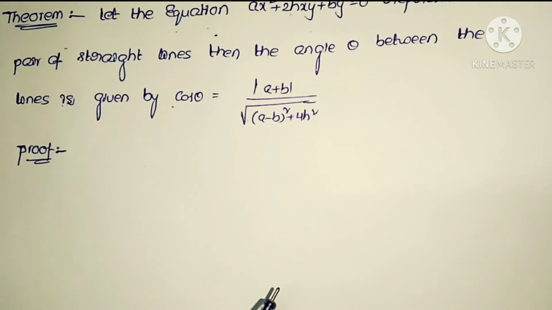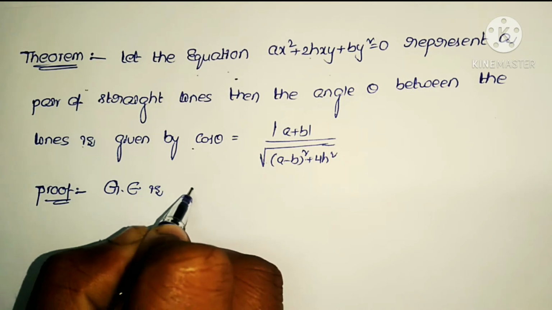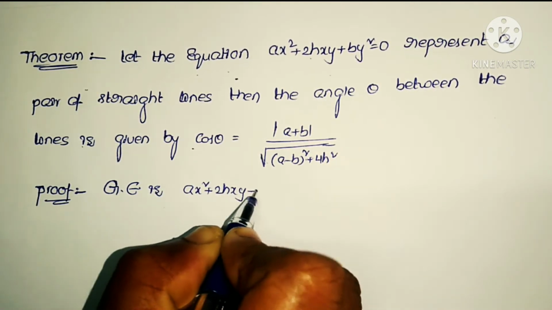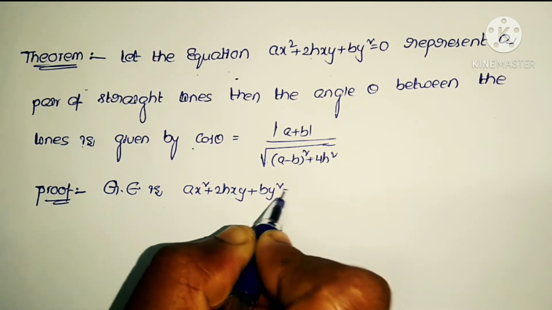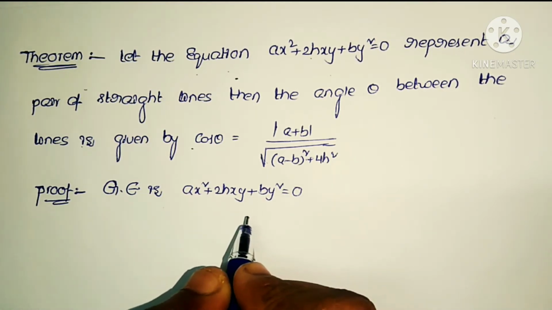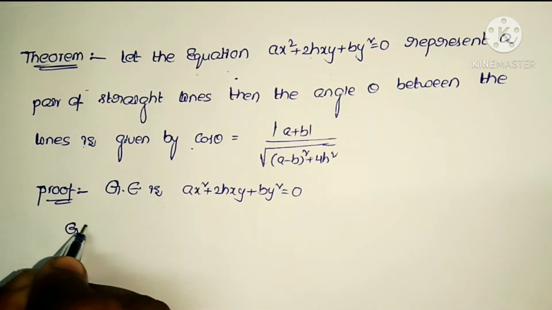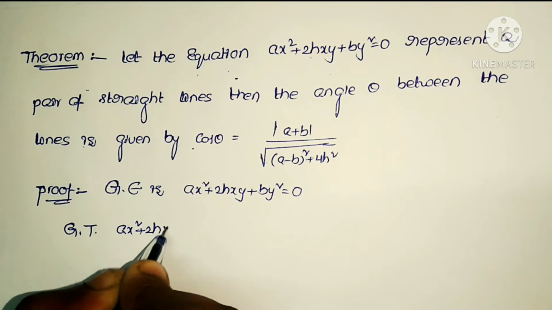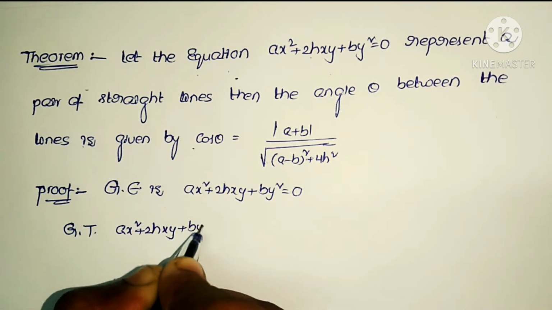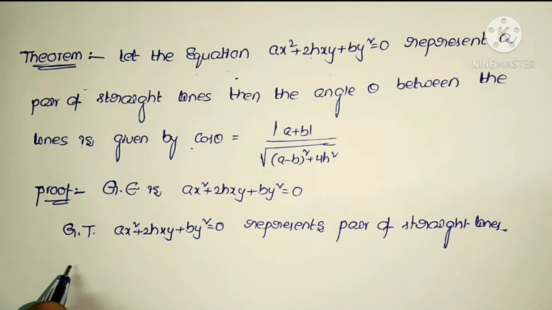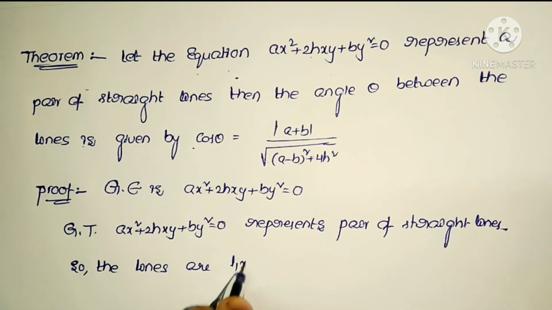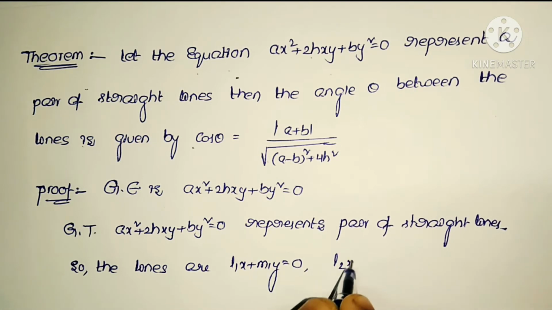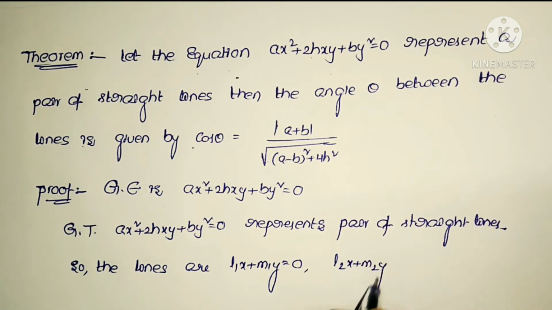So first we write the given equation here. Given equation is ax² + 2hxy + by² = 0. And given that this equation represents a pair of straight lines. So we take the two lines as: first line is l1x + m1y = 0 and the second line is l2x + m2y = 0.